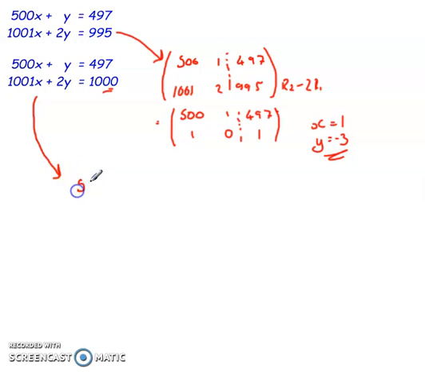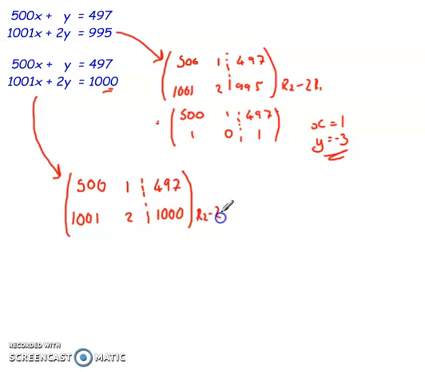So my augmented matrix, first row, still the same, 500, 1 and 497. My second row now becomes 1001, 2, exactly the same, but this time it's 1000 rather than 995. So I've made that tiny change of adding 5 onto here. Let's see how that affects our solution. So I'm going to do the exact same thing. Row 2 take away 2 of the row 1s to try and solve it.